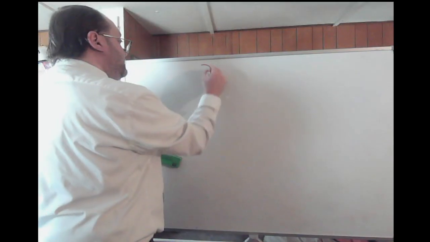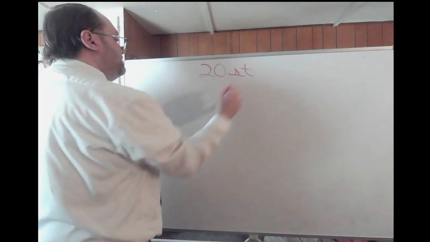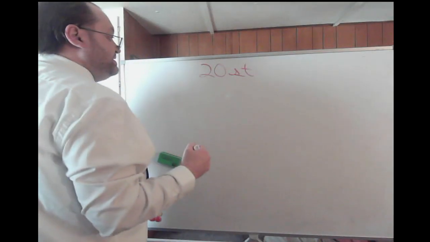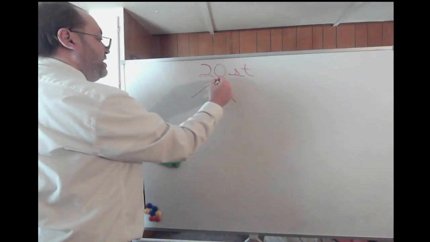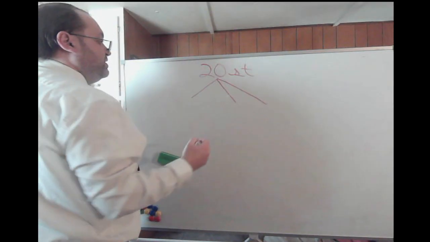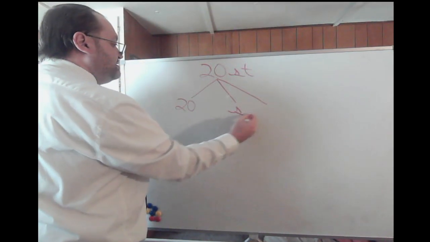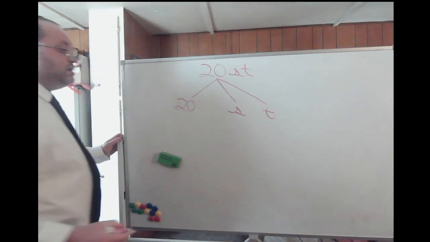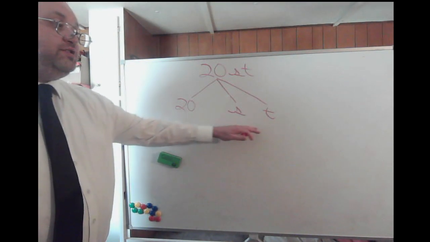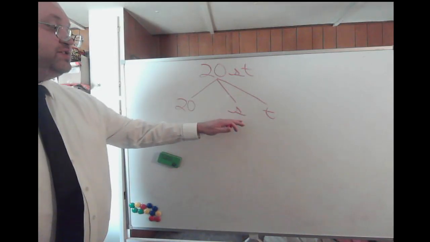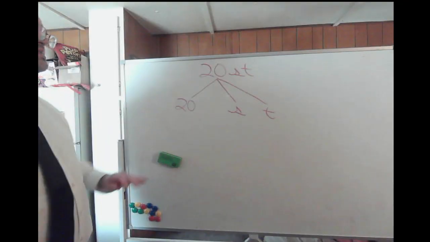We got 20st. So we can actually break this into 3 parts, because you have 20 times s times t. Well, s and t, we can't do anything with those. Those are already prime factored, because the only factor of s is going to be 1 and itself. Same with t, it would just be 1 and itself.